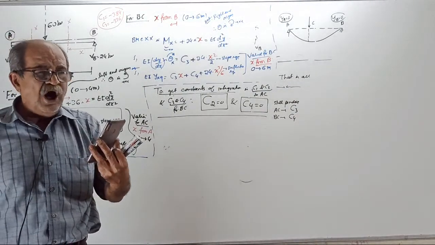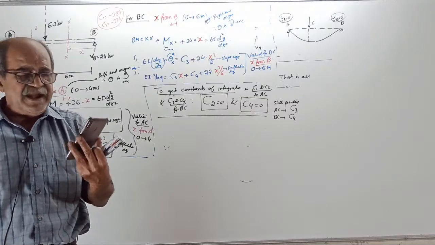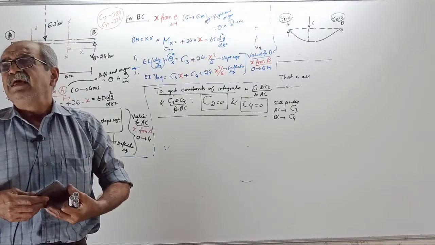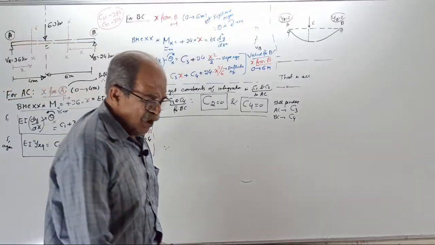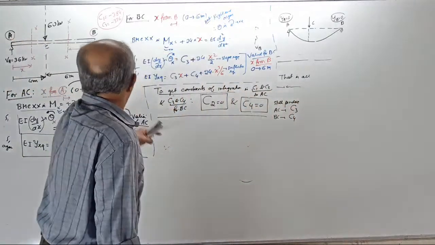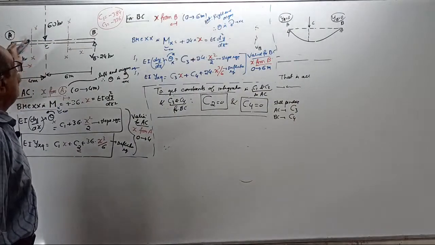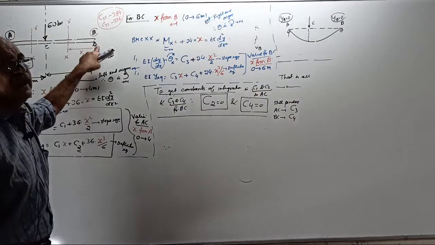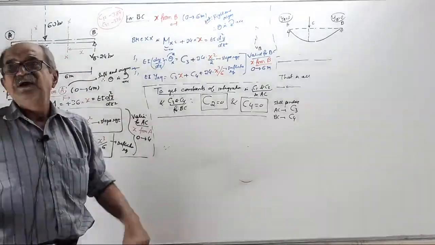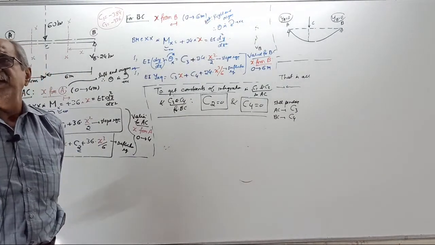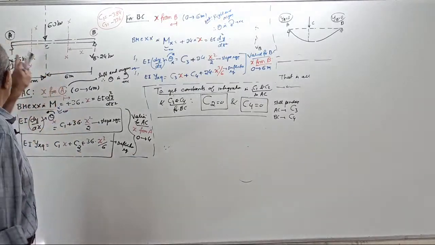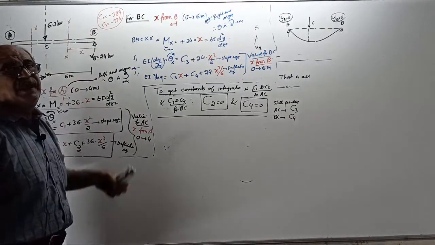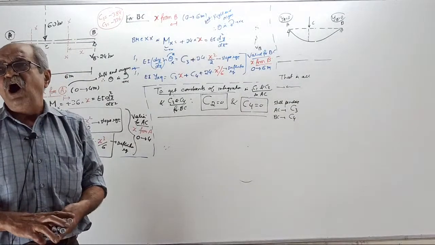All these troubles are going to be eliminated in Macaulay's method, where you will be so happy, no confusion. You put x equal to 0, y equal to 0, x equal to 10 meter, y equal to 0, over. It will take care. The equation is written in such a way that it is valid not only for AC, also for CB. That is the advantage of Macaulay's method.